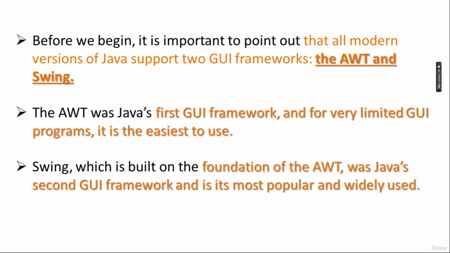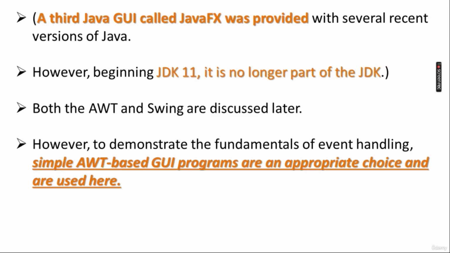For simple ones, we will use AWT based programs, and for the complicated ones, it is made easier by using Swing. A third Java GUI framework called JavaFX was provided with several recent versions, but beginning with Java 11, it is no longer part of the JDK. Both AWT and Swing we will discuss later. Here we will only demonstrate keyboard and mouse events. Simple.